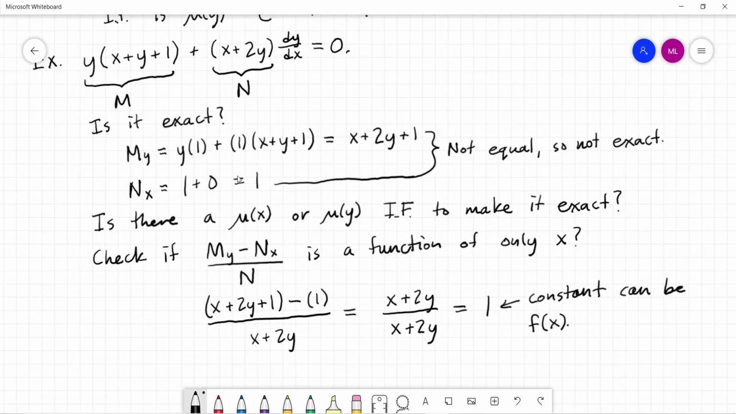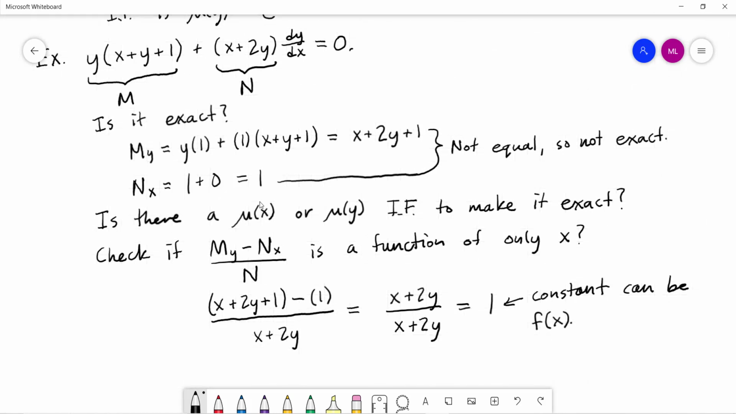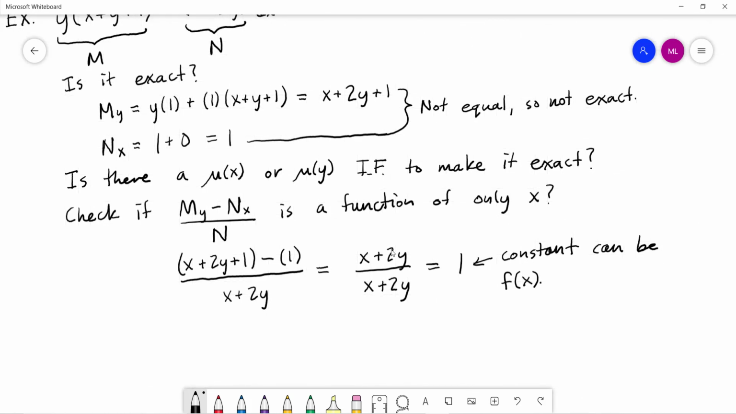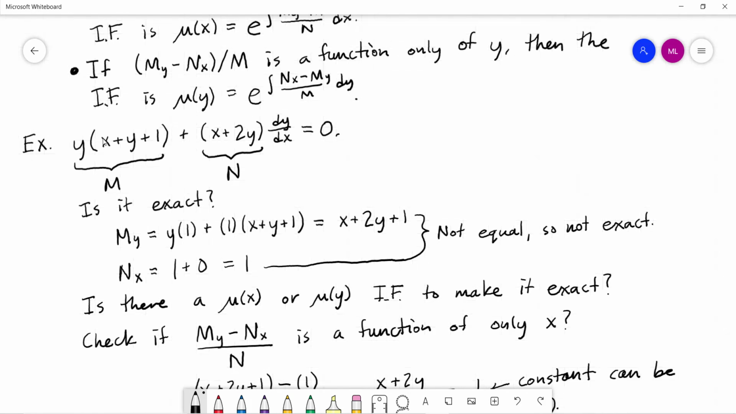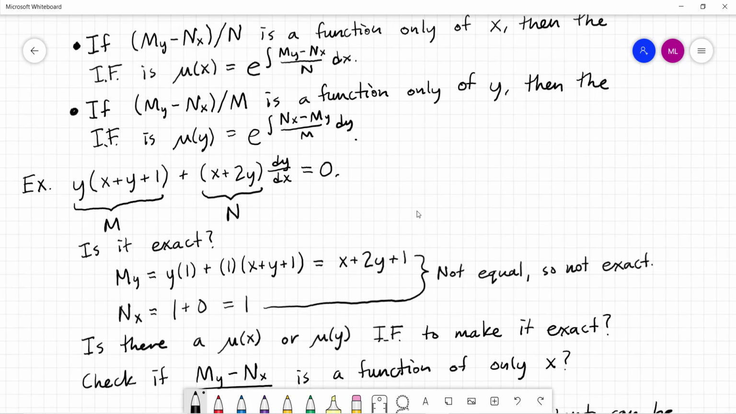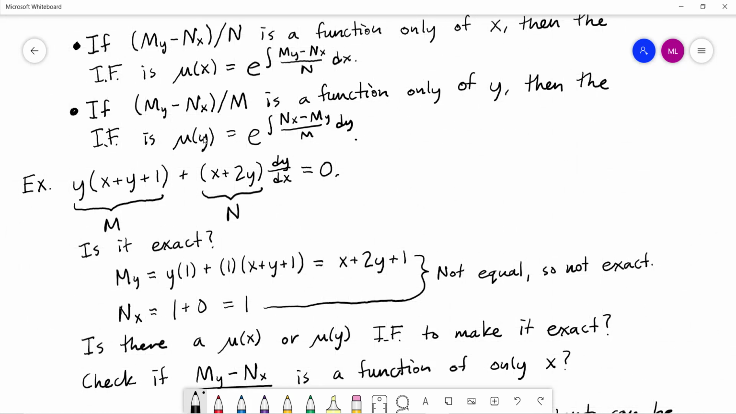We're going to be able to find a mu sub x based on this. So again, if this hadn't worked, if we hadn't gotten either a constant or a function of only x, then we would have moved on to this. And basically, it would look the same. The numerator would look the same, but we'd be dividing by this term instead and checking to see if we got a function that was only a function of y or a constant. And if that was the case, then we'd know that we'd be dealing with a mu sub y term, and this would be what it looks like.